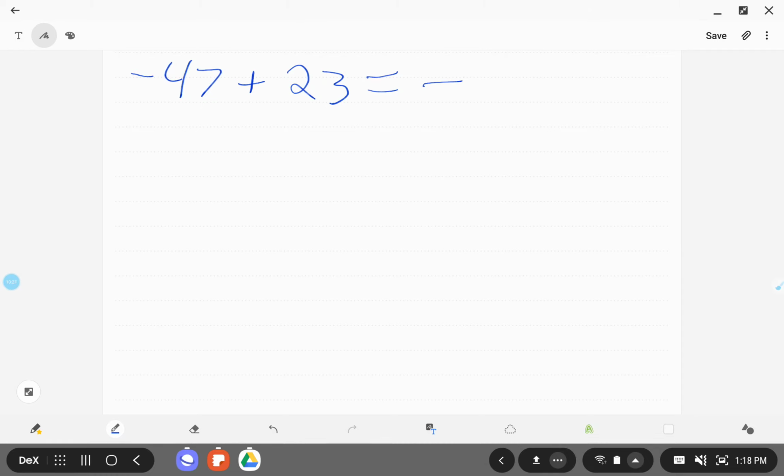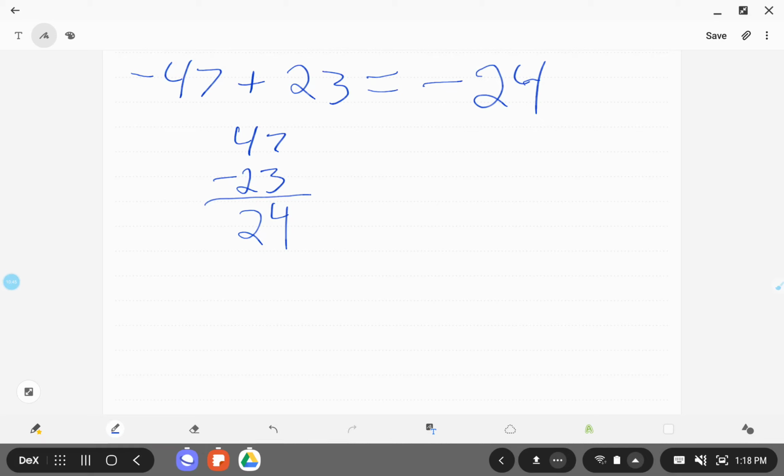So now to figure out what the number is, I'm going to subtract 47 minus 23, which you guys should be able to do. 7 minus 3 is 4. 4 minus 2 is 2. So my answer is not 24, but it's negative 24 because my larger of the two numbers was negative.